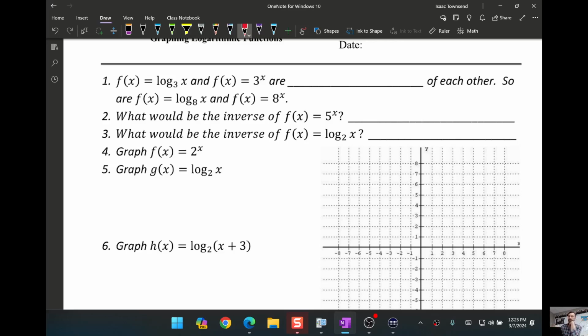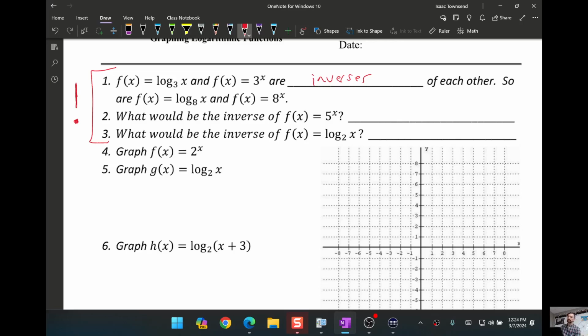But the first 3 questions, this is really the only new thing I haven't told you all year. The rest of this handout is about connecting these pieces together. So you need to know the relationship between these: 3 to the x and log base 3 of x are inverses of each other.